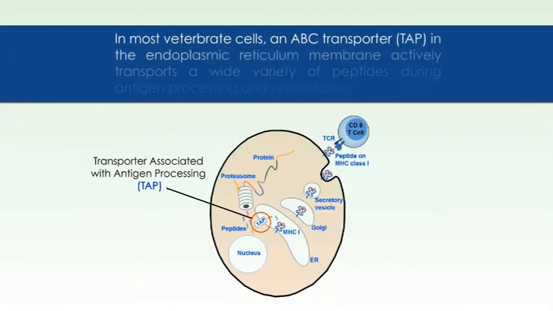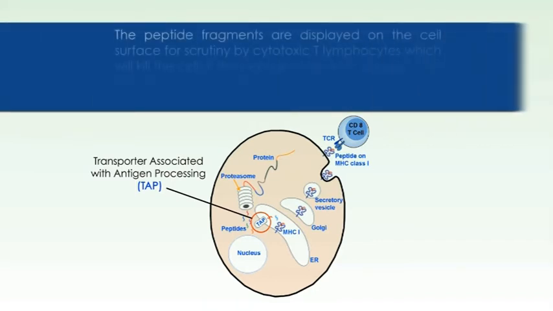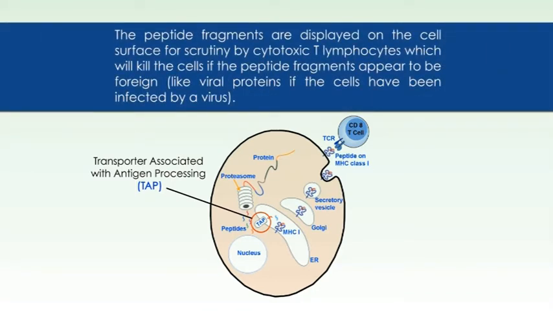In yeasts, an ABC transporter is responsible for exporting a mating pheromone across the yeast plasma membrane. In most vertebrate cells, an ABC transporter in the endoplasmic reticulum membrane actively transports a wide variety of peptides during antigen processing and presentation. The peptide fragments are displayed on the cell surface for scrutiny by cytotoxic T lymphocytes, which will kill the cells if the peptide fragments appear to be foreign, like viral proteins if the cells have been infected by a virus.